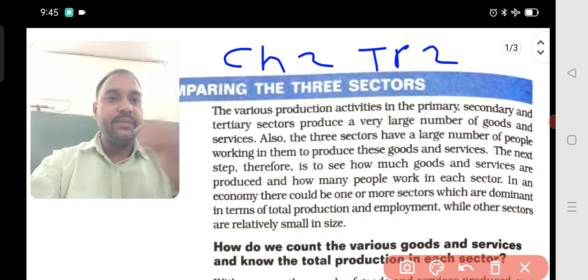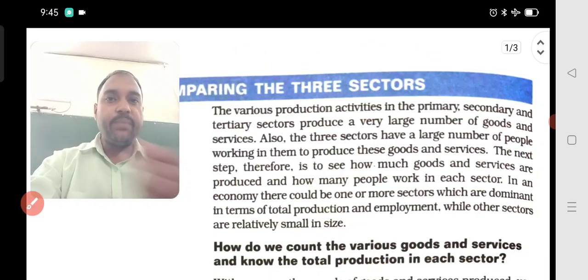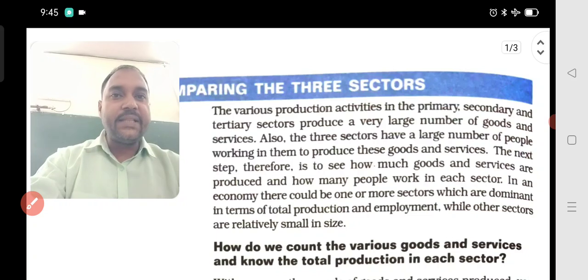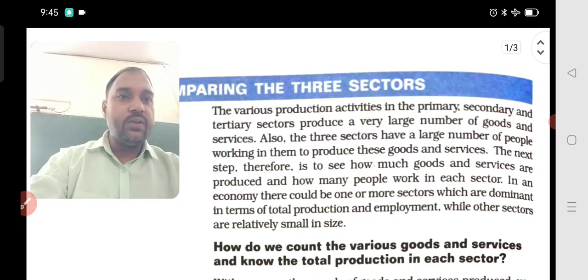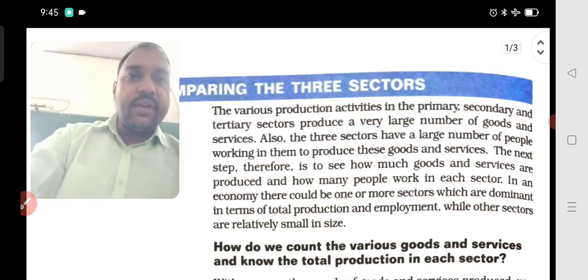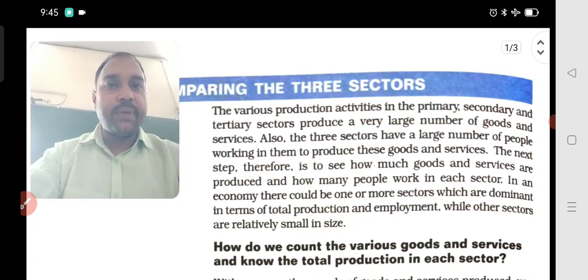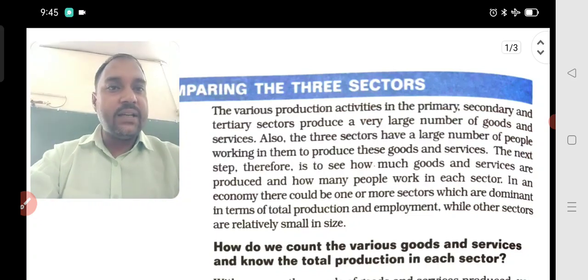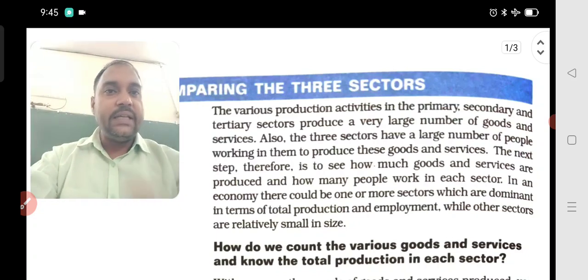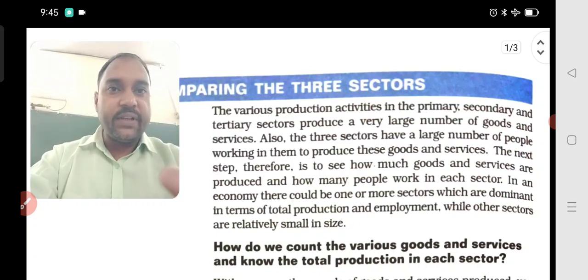In the last topic we have discussed about the three sectors of the Indian economy. Now in this new topic we have to compare the three sectors of the economy. Now what we have to compare, what are the major questions which are being asked in the board. Let's go through the topic first.